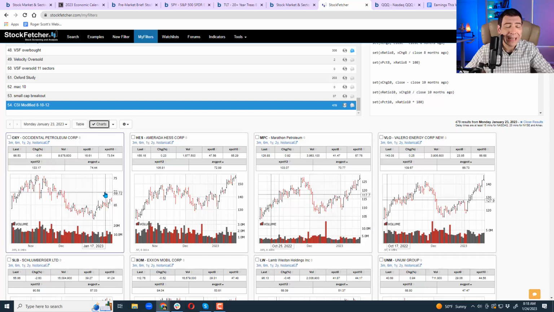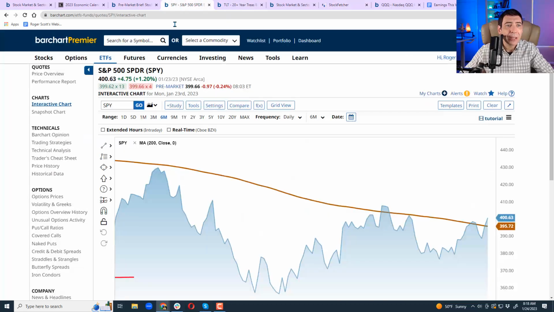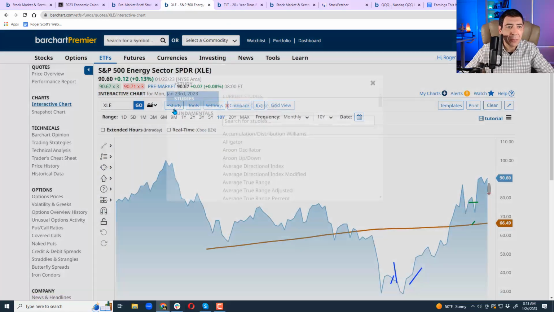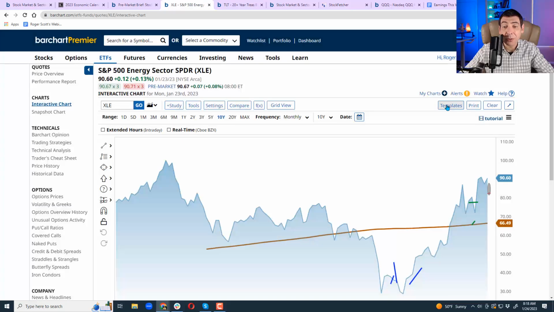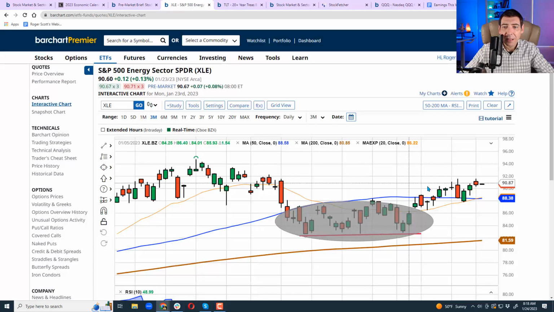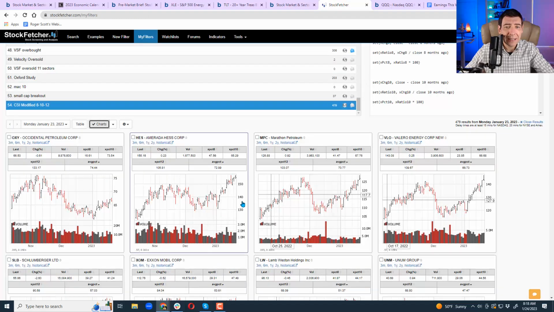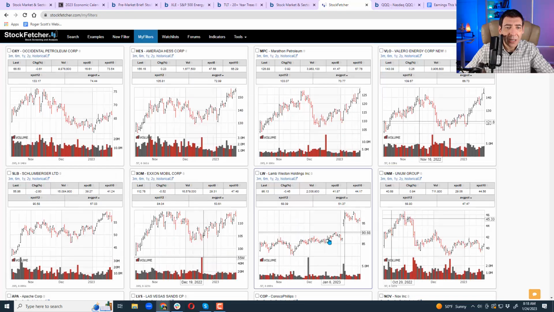And I like energy quite a bit right now, especially with the energy ETF trading above the 50-day moving average, as you will see in a few seconds. See that? Above the 50-day, that's all-time high. Look at where we're at right now. It's looking really, really good. So any of these stocks would be perfect candidates. Marathon, VLO, Exxon. I really like Exxon right now because it looks like it's going to break out a little higher.